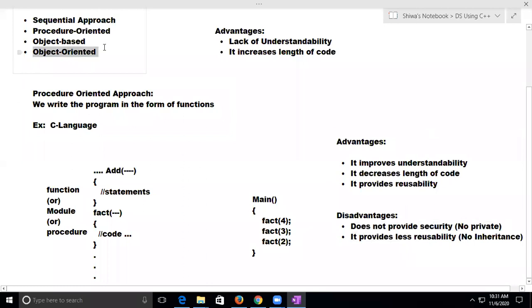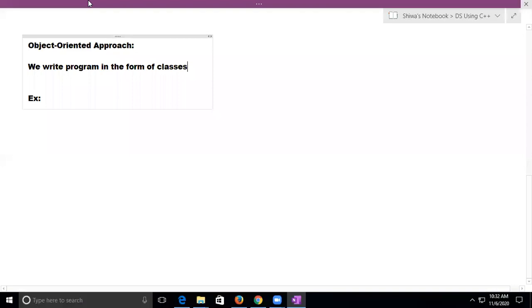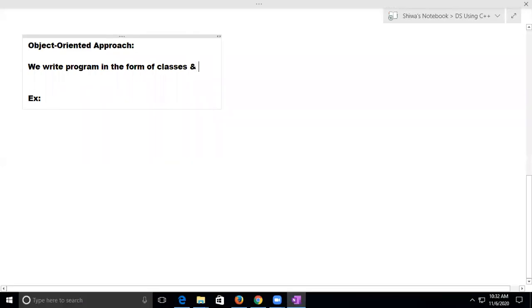To avoid these drawbacks, they introduced object oriented. Later I will talk about object based. First see about the object oriented approach. What are the example languages? Object oriented programming means we write the program in the form of classes and objects.